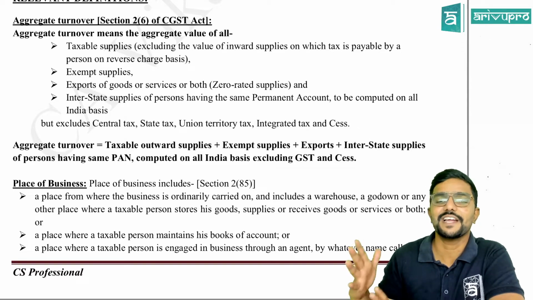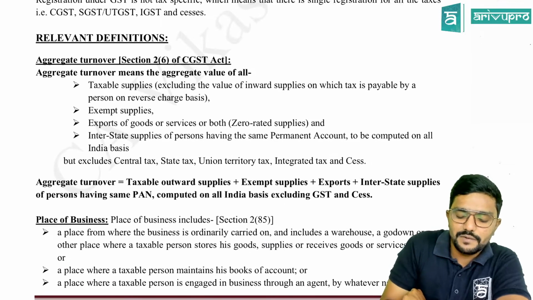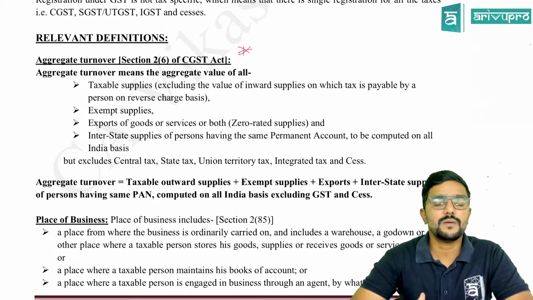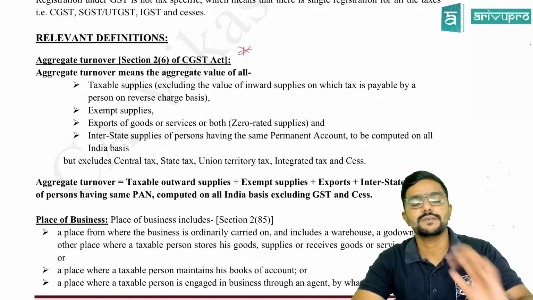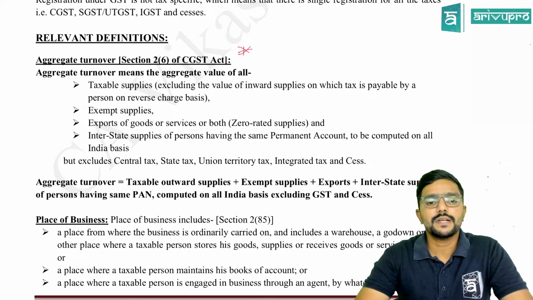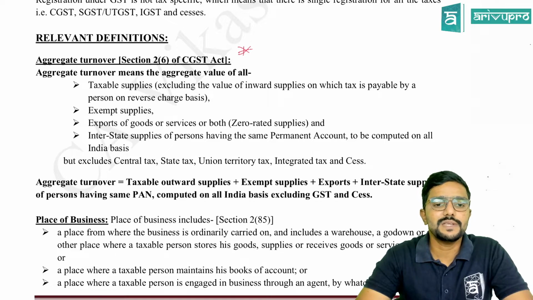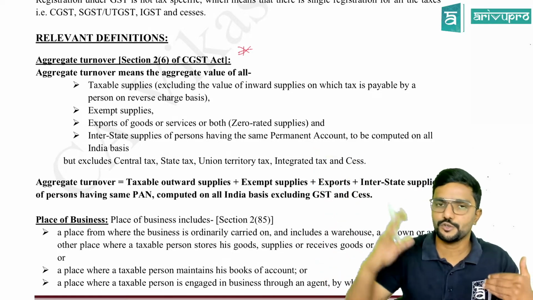So what is it? Aggregate turnover. Very important definitions, guys. Not only for this chapter, we have also seen aggregate turnover in the composition scheme, even for the composition scheme definition. Agree? What is it? We will see. Aggregate turnover as per section 2 clause 6 of CGST Act. Aggregate turnover means the aggregate value of all taxable supplies excluding the value of inward supplies on which tax is payable on reverse charge basis. So only outward supplies should be taken.